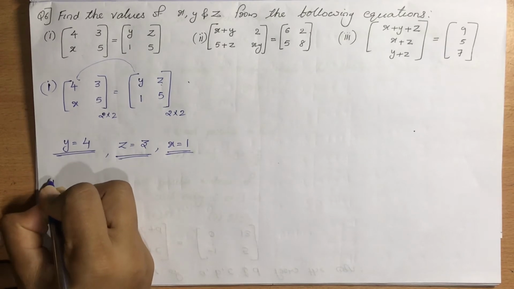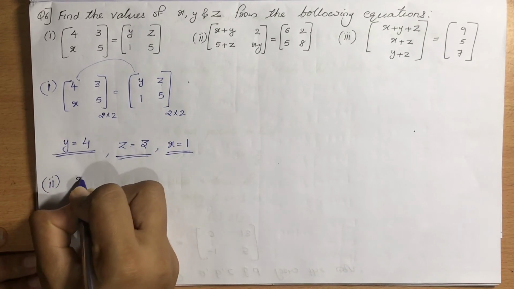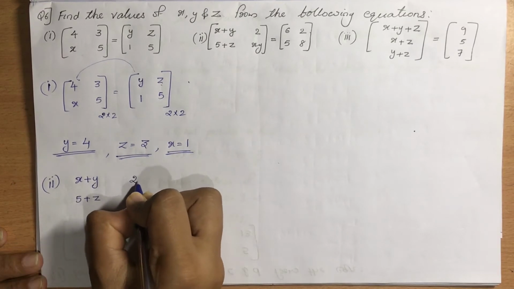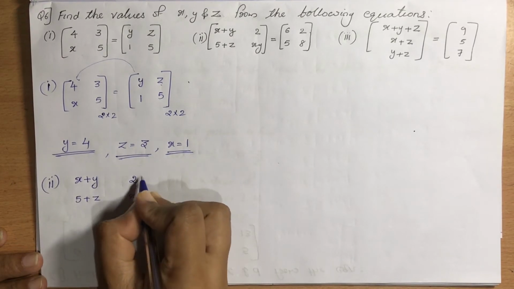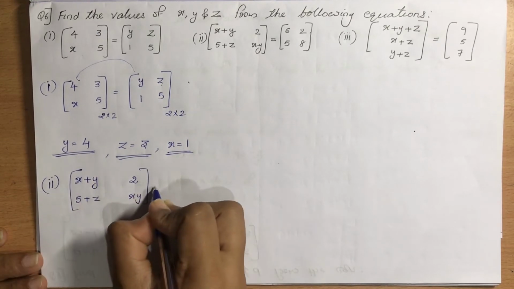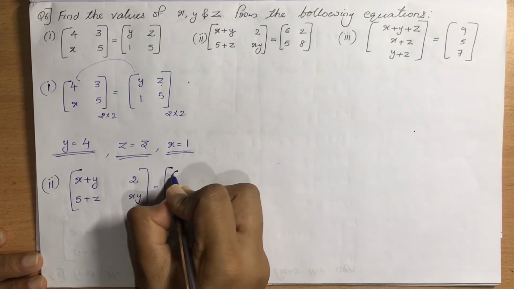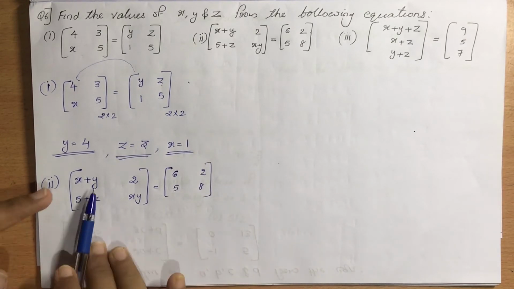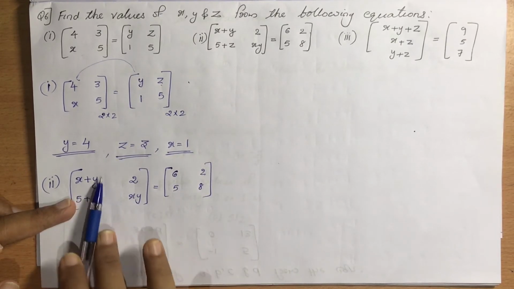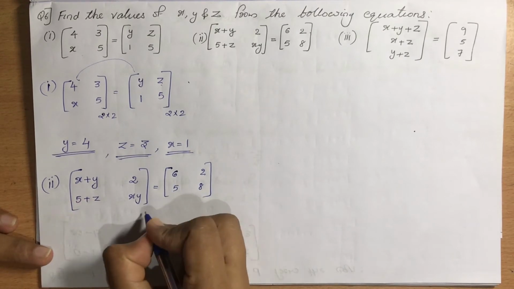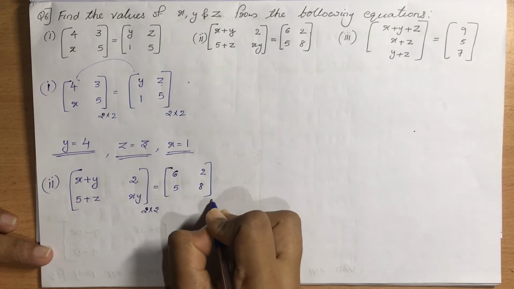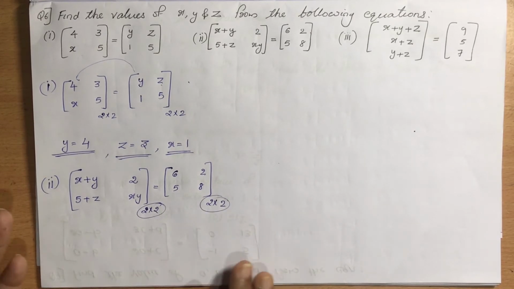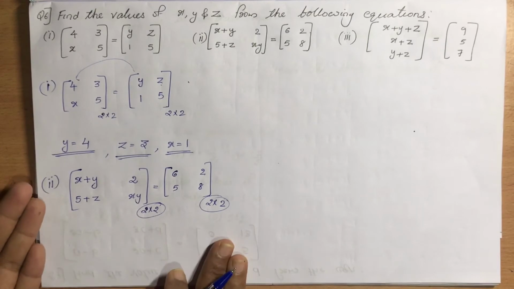Second one. The matrix x plus y, 5 plus z, 2, xy equals 6, 2, 5, 8. What is the order of this matrix? 2 rows, 2 columns. This is also 2 rows, 2 columns. So the two matrices have the same order, 2 by 2, so corresponding elements are equal. Here also we can apply this.